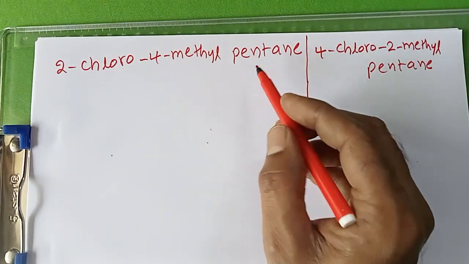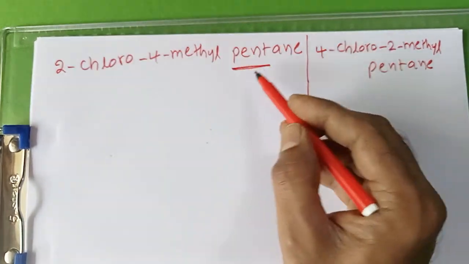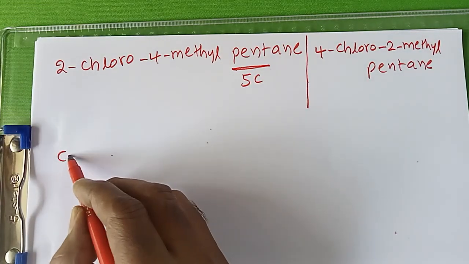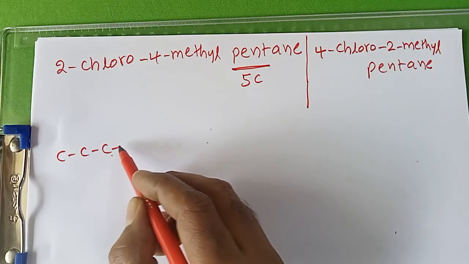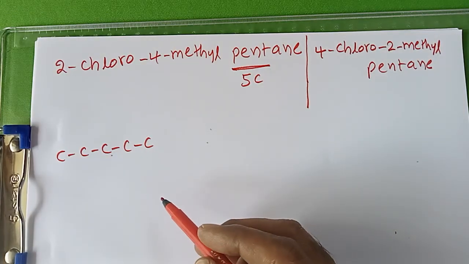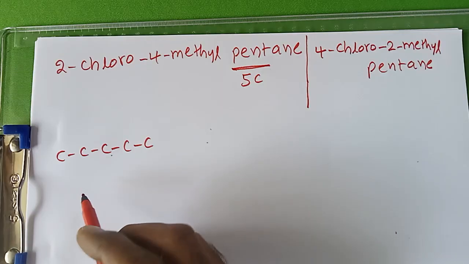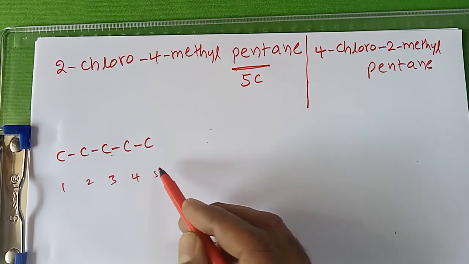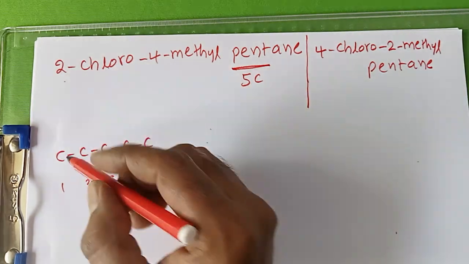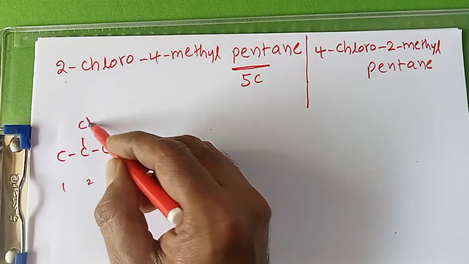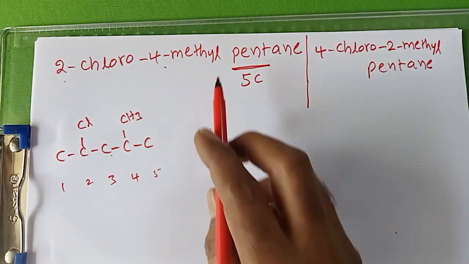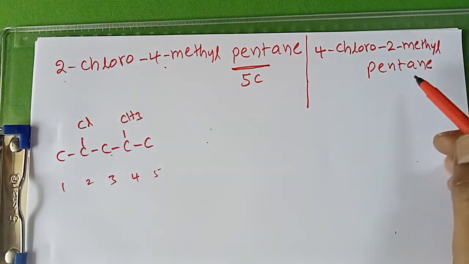First, what is the process? Underline the root word. Pent means how many carbons? 5 carbons. So I write the 5 carbons here: 1, 2, 3, 4, 5. Next, give the numbering from either side: 1, 2, 3, 4, 5. Now second carbon chloro means here I select the chlorine. Fourth carbon methyl, I select the CH3 group.